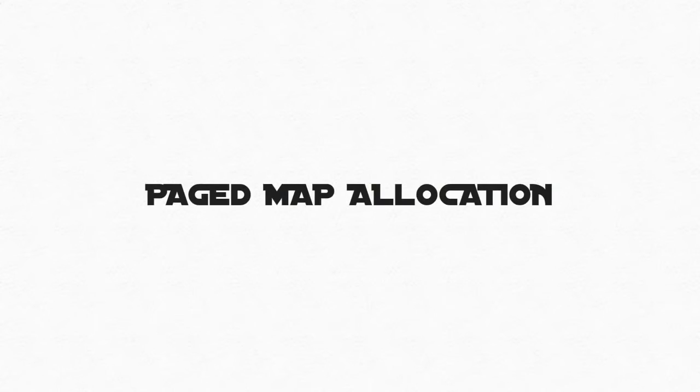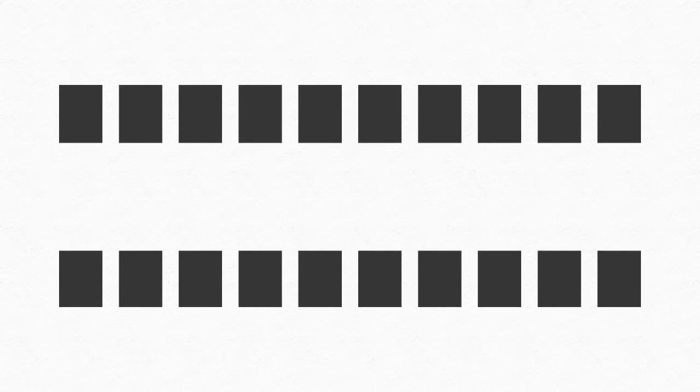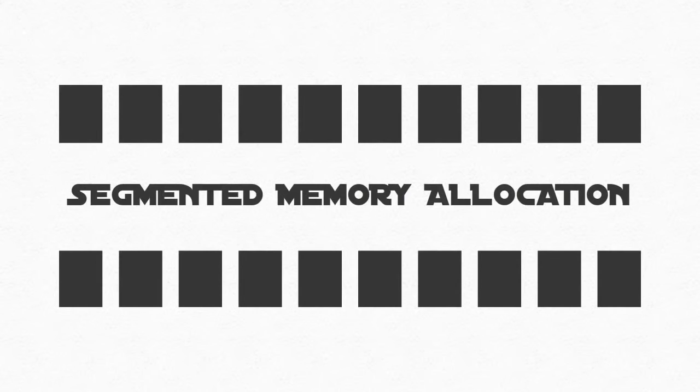So we have looked at page map allocation and demand paging. But what else is there? Well, we have looked at separating the jobs into pages. What if we could break it down even further? We can. Segmented memory allocation splits the job into separate segments that reflect the nature and structure of the code.